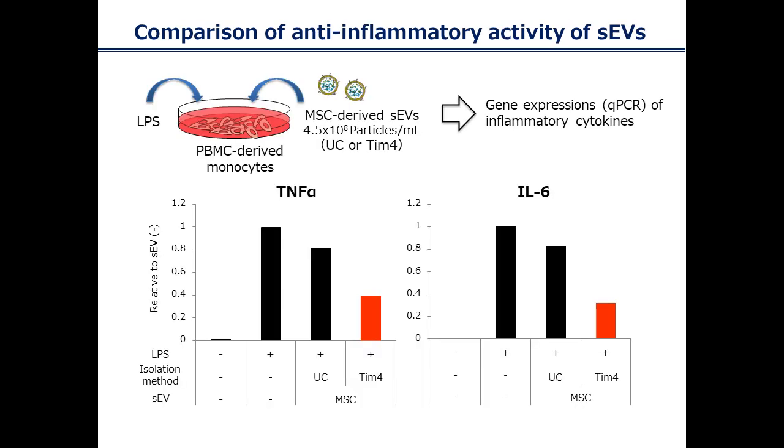Here is a comparison of functional activity of SEVs. We examined how MSC-derived SEVs can suppress the gene expressions of inflammatory cytokines in LPS-stimulated monocytes. With the same particle number, the induction of TNF-alpha and IL-6 were more strongly suppressed by SEVs isolated by TIM4 method than those by ultracentrifugation.